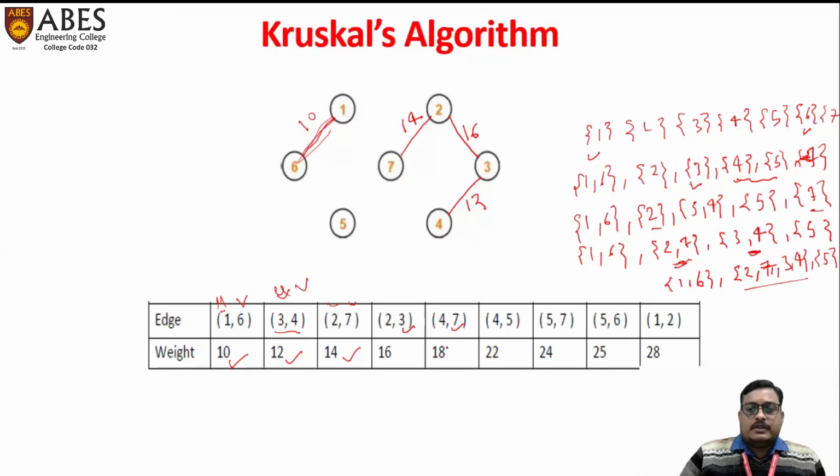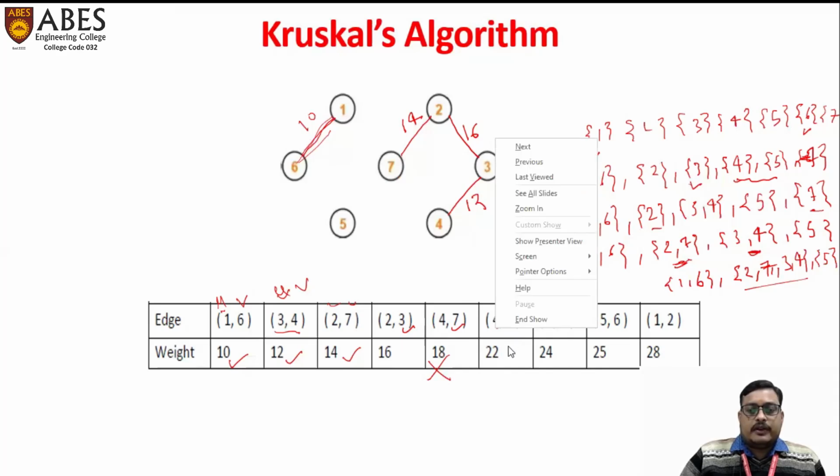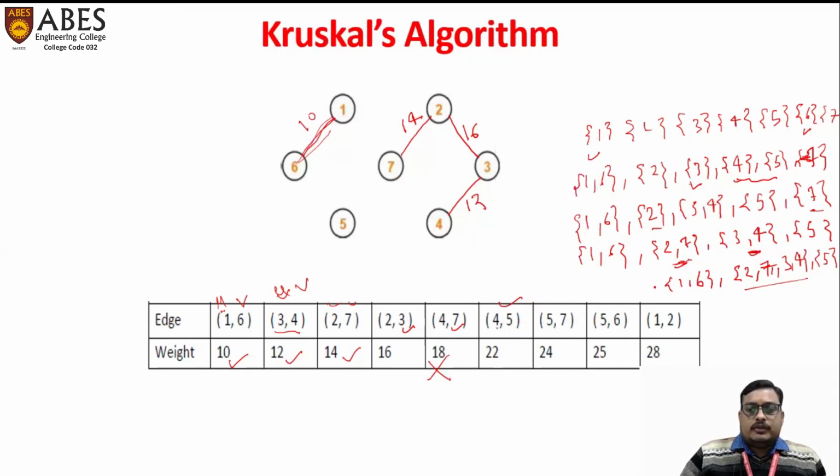So what we'll do, we'll just discard this edge 4 and 7, we will not connect it. Now come to 4 and 5. So we'll take edge 4 and 5. Here 4 and 5 definitely belong to different sets, so there is no issue. We will connect 4 and 5.